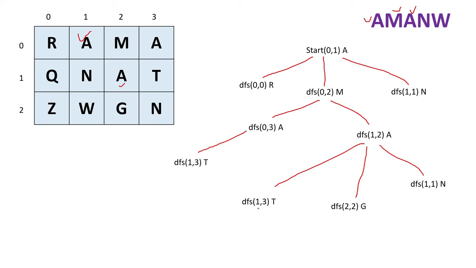From 1,3, this is T, but we are expecting N, so there is no need to go further on this path. From 2,2, that is G, which is not N, so we can't go further from here. That will not add any value. From DFS 1,1, N is present, which means we can go through this path because we are searching for N.